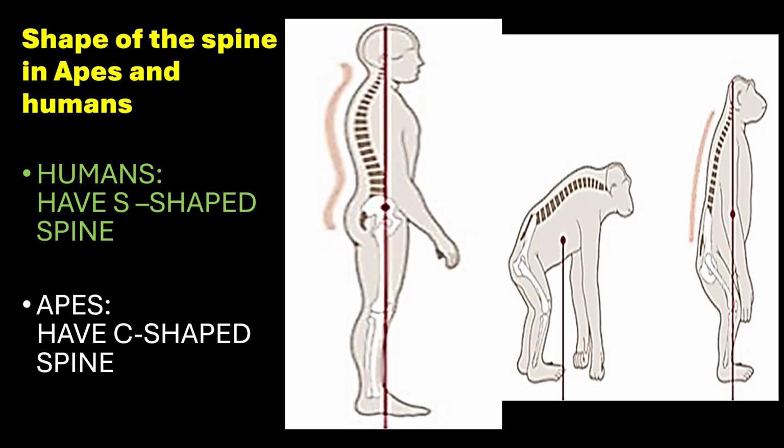Now we'll be looking at the spine and the differences between the two. Over here, humans have an S-shaped spine. Our spine looks like the letter S. But apes have a C-shaped spine. Their spine resembles the letter C. All right, then we go on.